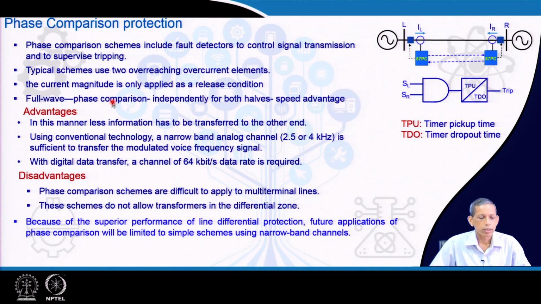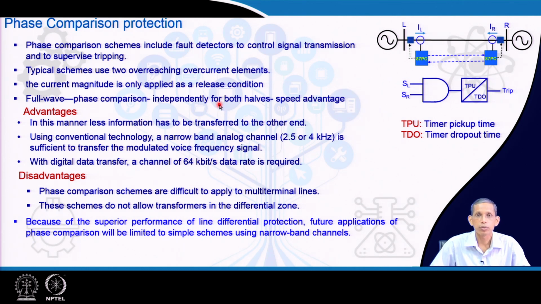Now, in the earlier examples we demonstrated only the positive half, but many relay applications use both halves, so the full wave is used. In that case, the positive half is compared with the positive, and the negative half with the negative, independently. By that way you can exploit the speed advantage.